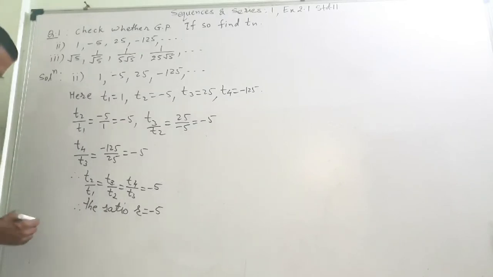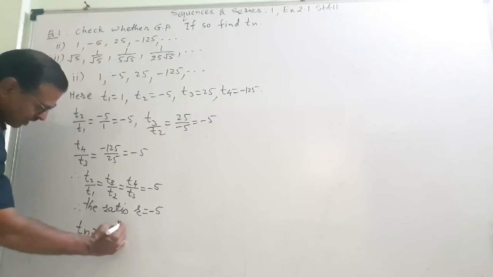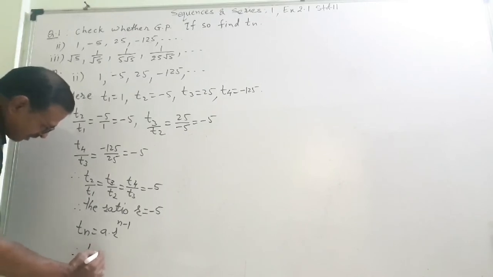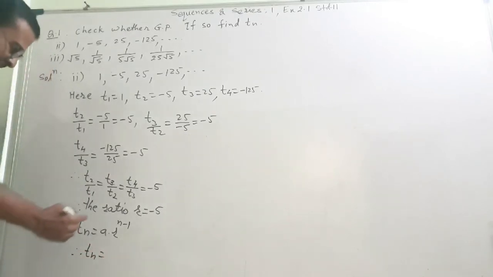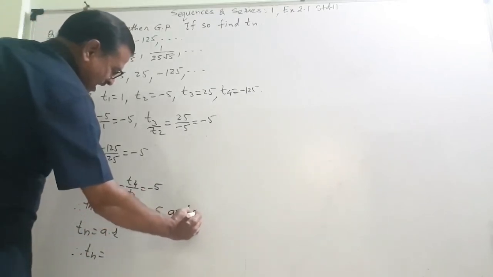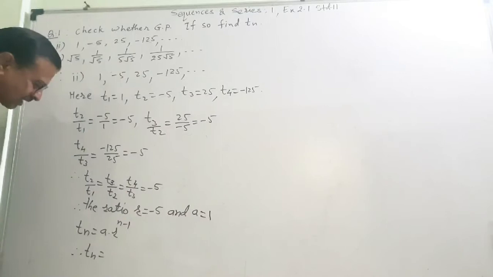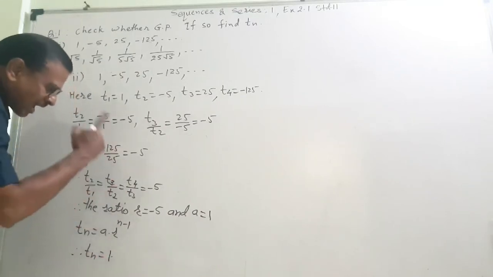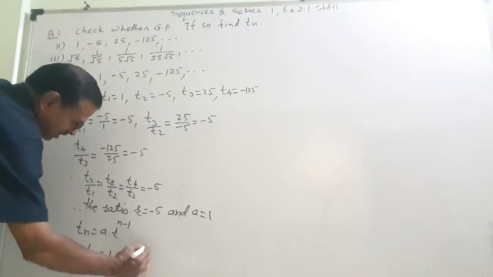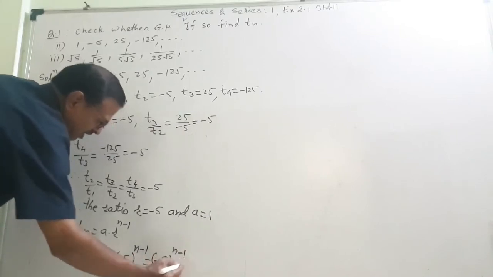Now Tn is equal to A into R raised to n minus 1. Therefore, Tn equal to, the ratio R is equal to minus 5 and A equal to the first term, A equal to how much? 1. Therefore, Tn is equal to 1 into R raised to, R is minus 5, raised to n minus 1. So that is equal to minus 5 raised to n minus 1. This is the nth term.